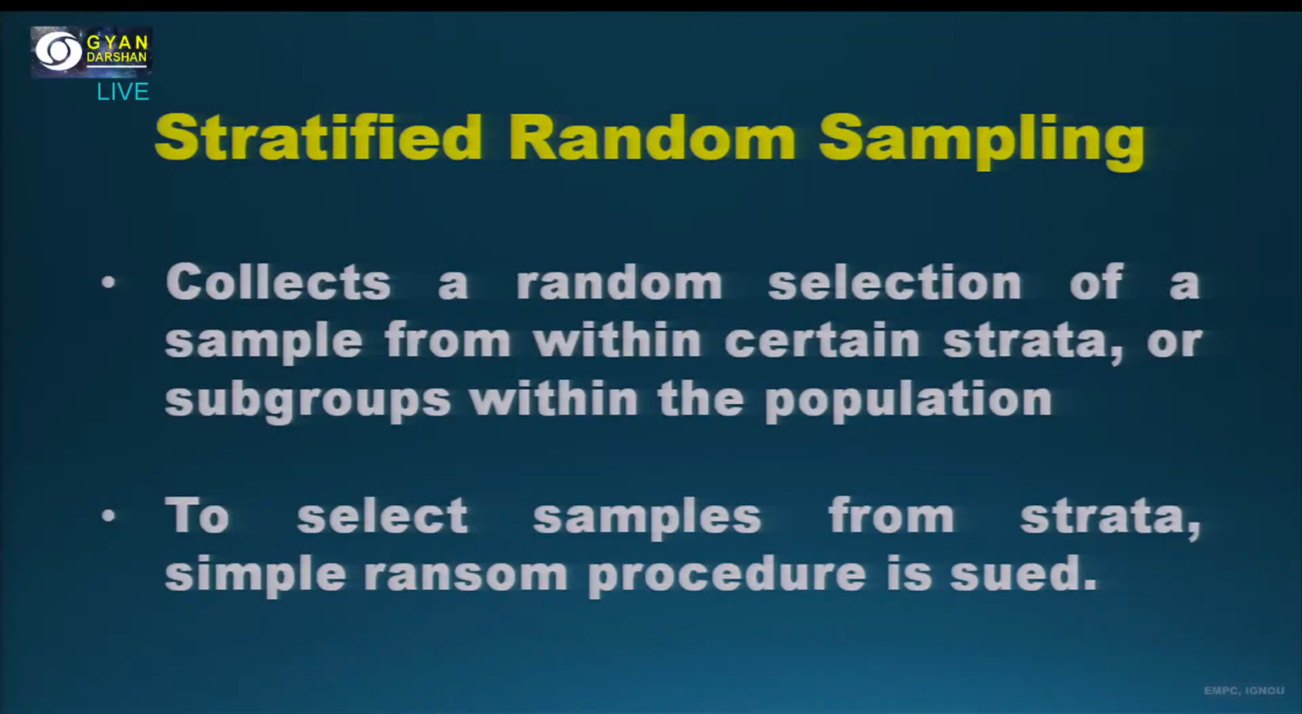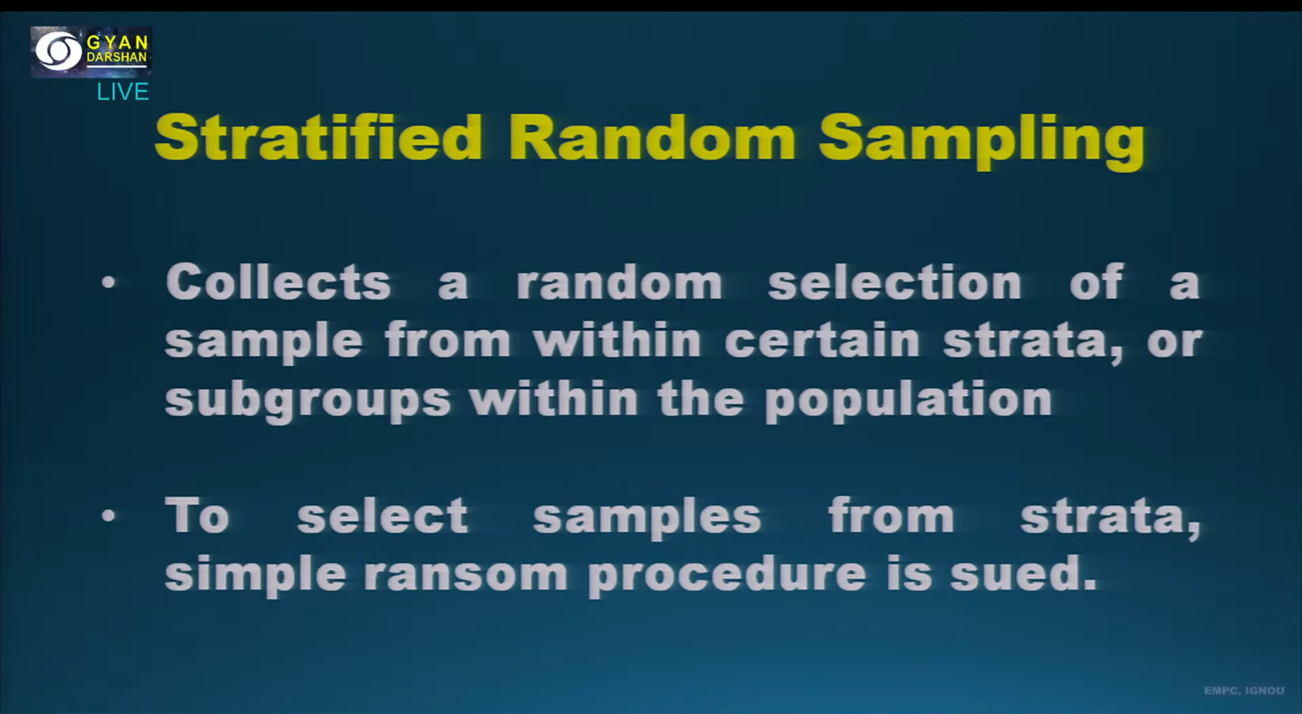The next is stratified random sampling. As you see, it collects a random selection of samples from within certain strata or subgroups within the population. For example, if you work on school students of 10th class, we group them based on their gender, like male into one group, female into another group. Then from each group you select. If 100 is the population, 50 males and 50 females, from that 50-50 you select the samples.